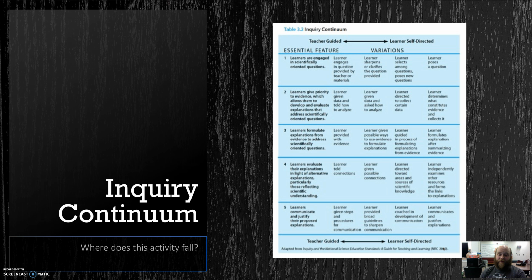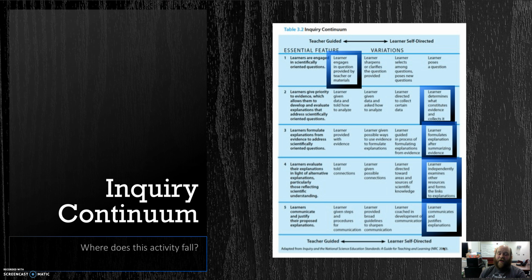So the inquiry curriculum is here that we were given, and here are my scores for it. I went more teacher-guided for the first one because we were given the question to investigate. And then on the other one, because of the open-ended nature of this assignment, I scored it learner self-directed, and the rest of them, we dictated what constitutes evidence and how we collected it.